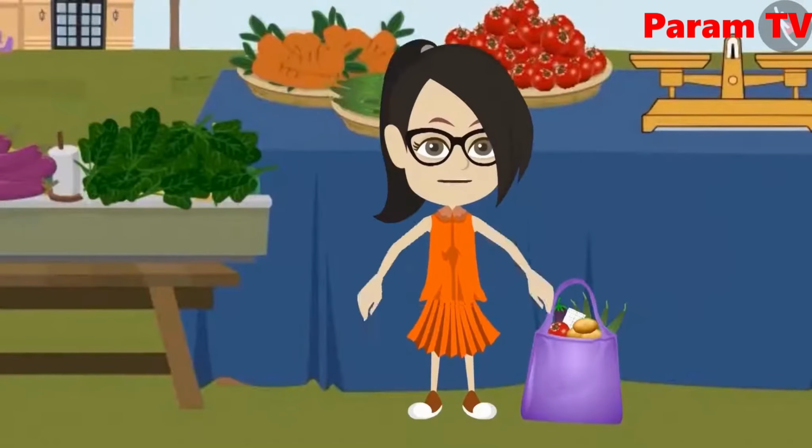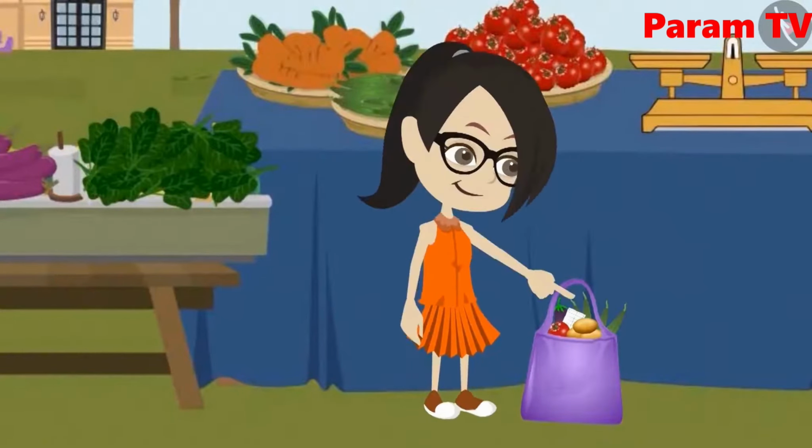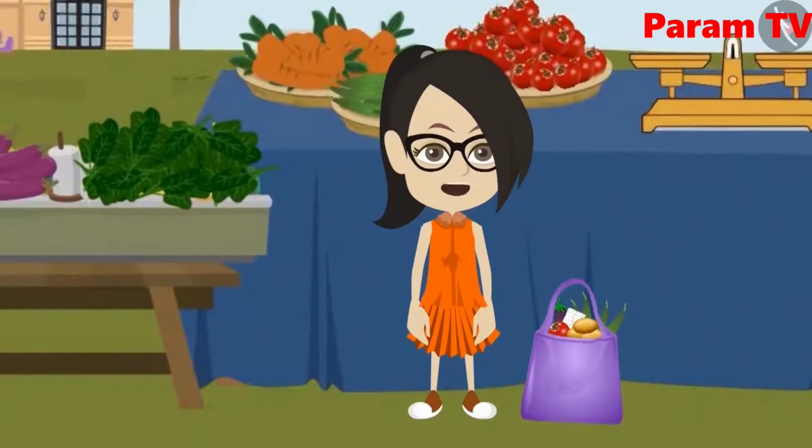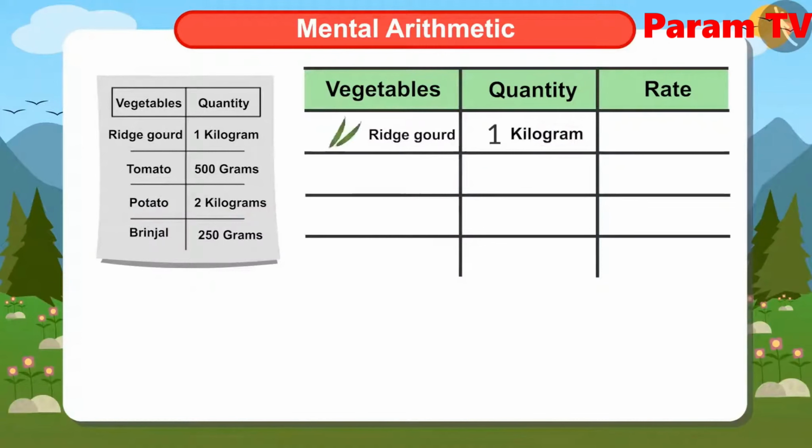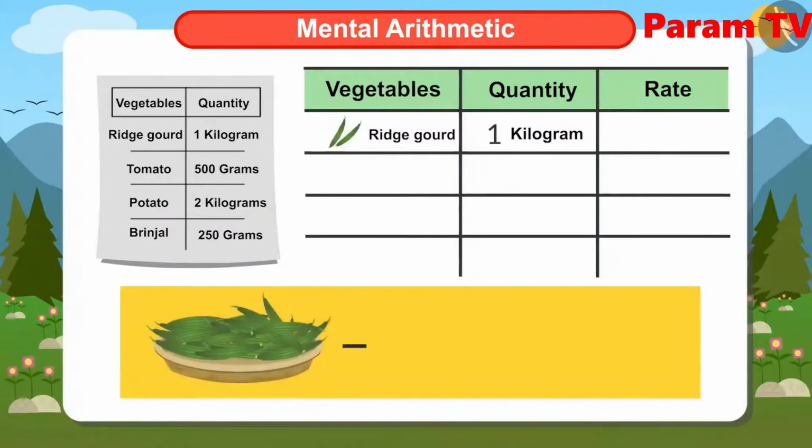Well, let me calculate the cost of these vegetables without a paper and pen. You can also try doing it with me. I have bought a kilo of ridge gourd. The price of a ridge gourd is 30 rupees a kilo. Hence, I have to pay 30 rupees for the ridge gourd.